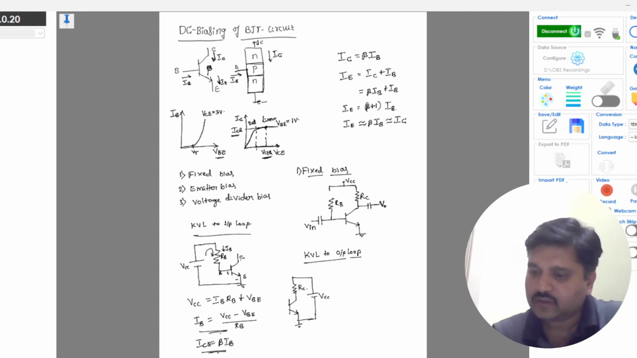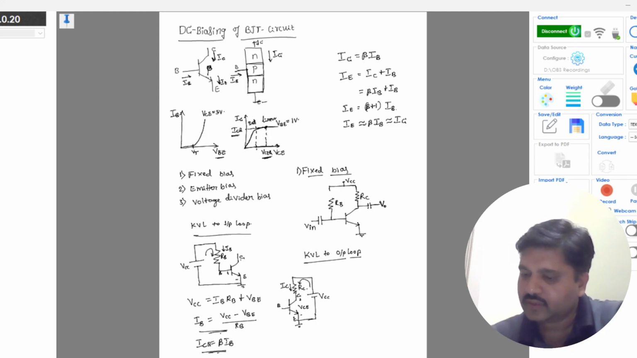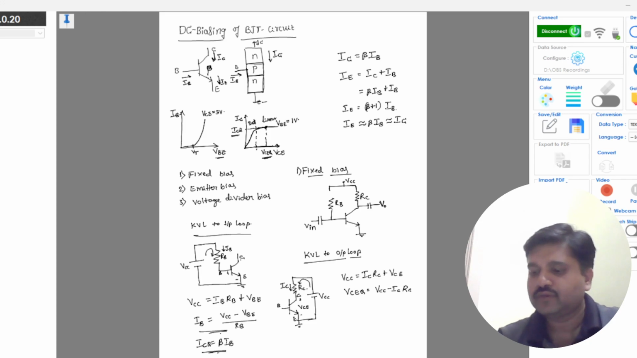VCC, this is RC, and this is VCE, right? So this is base, which will not come to the output loop. Only the collector and emitter will come into the output loop. So applying KVL for this loop, the current flowing through the RC is IC. So VCC is equal to ICRC plus VCE. So your VCEQ will be VCC minus ICRC. So this is how you find the output bias voltage.